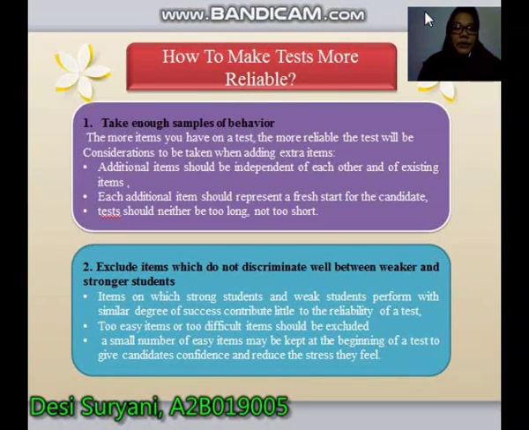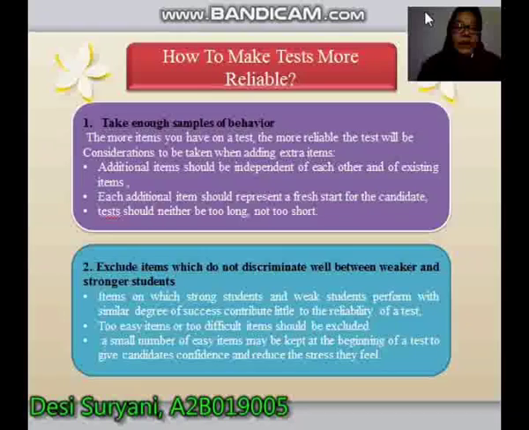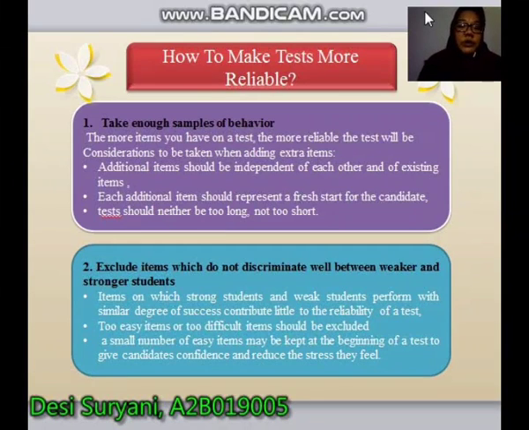How to make tests more reliable. There are some points we will highlight about how to make the test more reliable. The first one is take enough samples of behavior. The more items you have on a test, the more reliable the test will be. Considerations to be taken when adding extra items: additional items should be independent of each other and of existing items. Each additional item should represent a fresh start for the candidates. Also, tests should neither be too long nor too short.